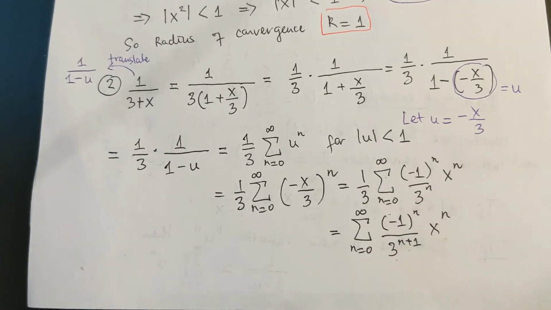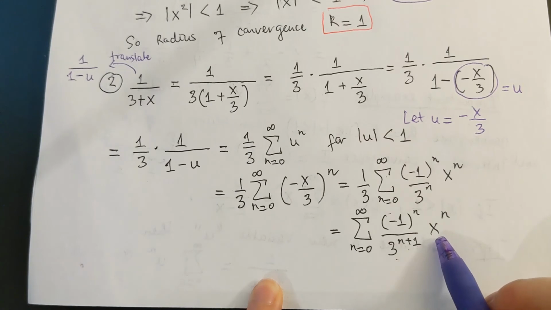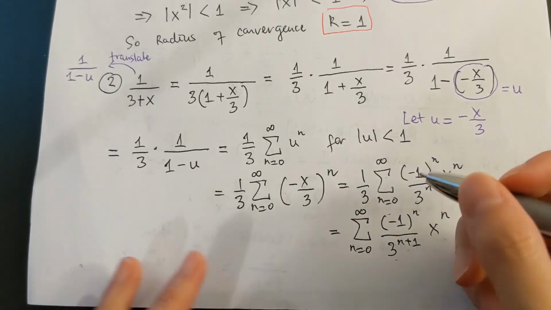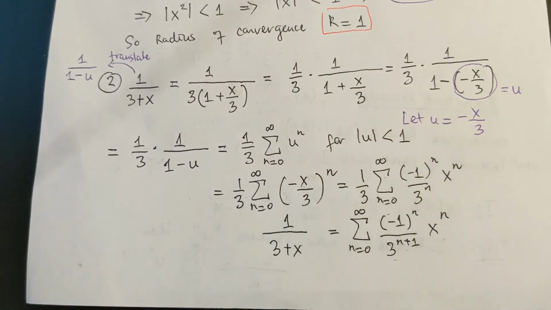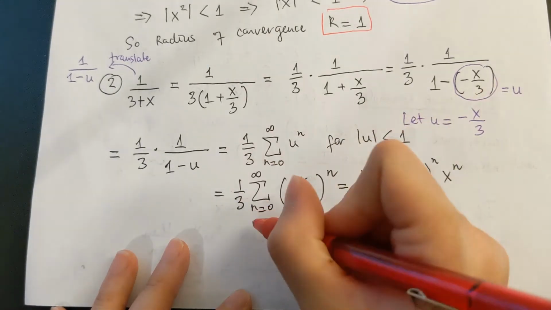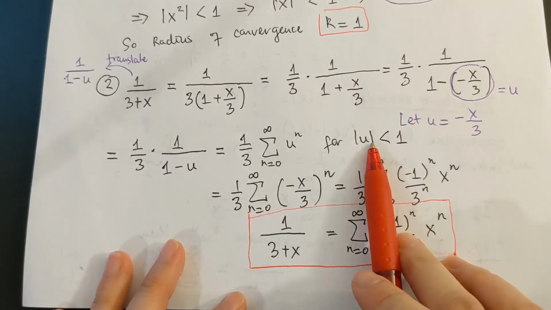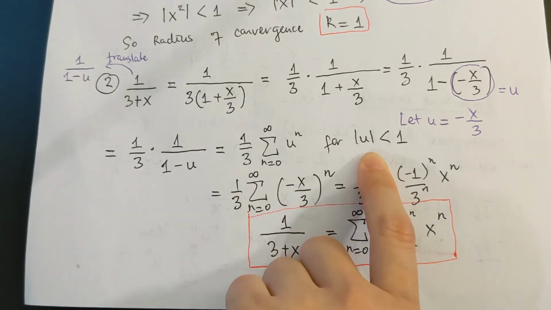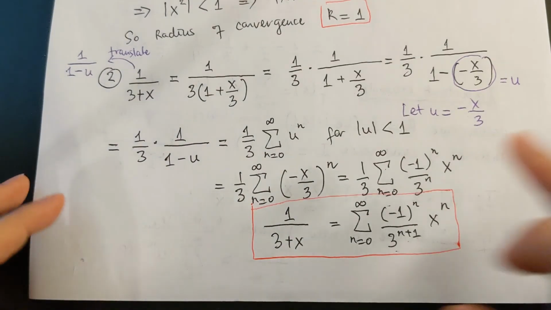This thing is your Cn coefficient. This is the power of x part. And this is exactly the representation of this function, as long as we have the magnitude of u less than 1. So this will determine our radius of convergence.